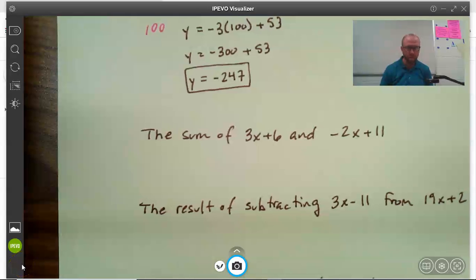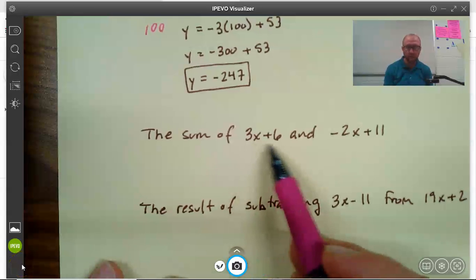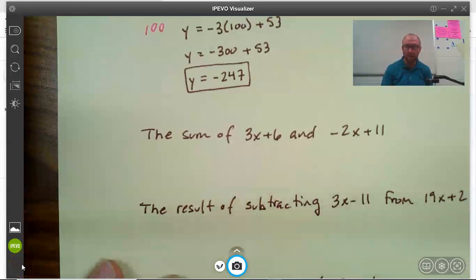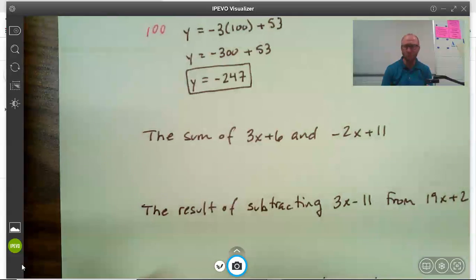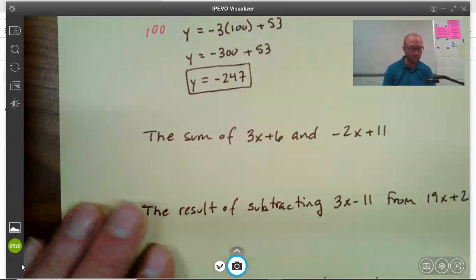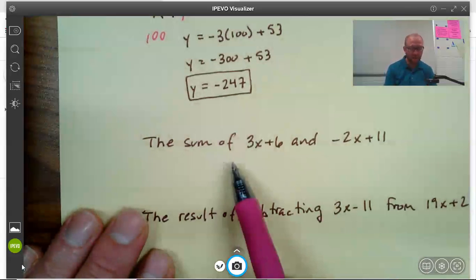Okay, here we have some expressions that are a mix of variables and numbers, and also just words. And that's just very confusing. So what we're going to do is rewrite these using just mathematical symbols, and then we're going to simplify them. So first one says the sum of.